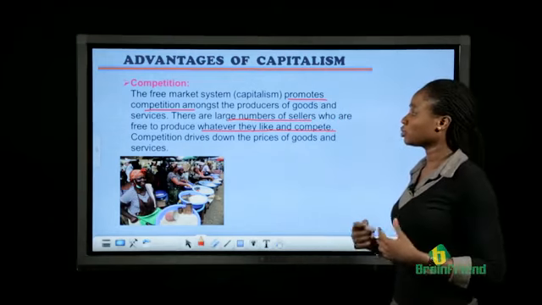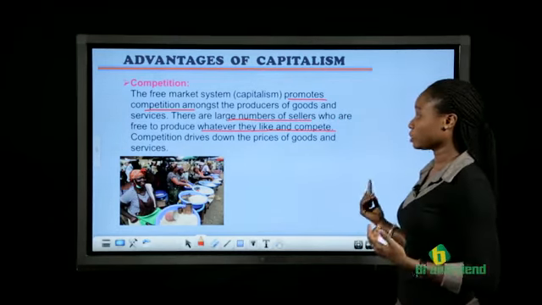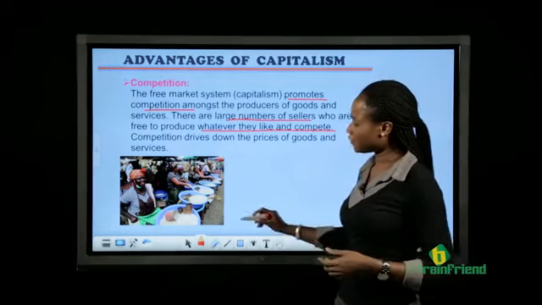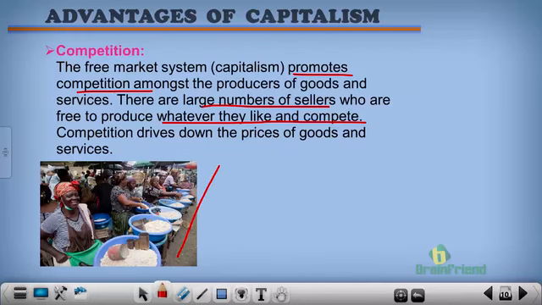And as a result, competition will always drive down prices of goods and services. Take, for example, these women in the marketplace. Can you see the competition? It just tells you this one is selling the same bowl of egusi. They are all selling the same thing on the same line. So it shows you that there's competition. But this person might go ahead to reduce the price by 5 naira just to make sure that she sells more and makes more profit.